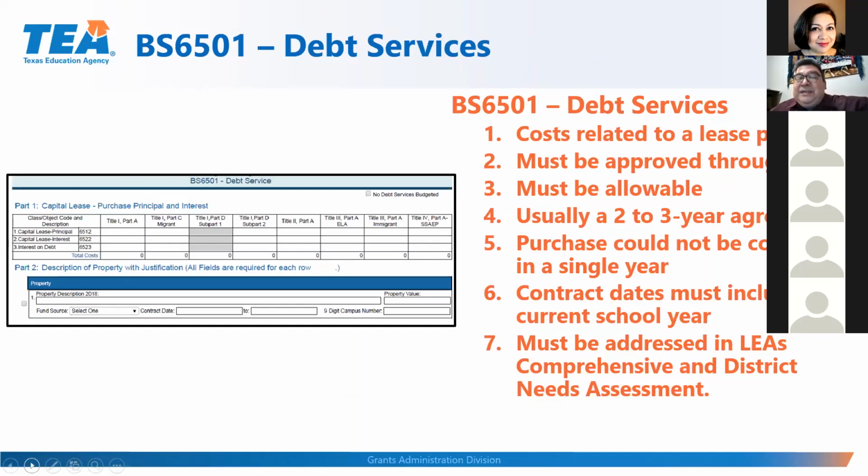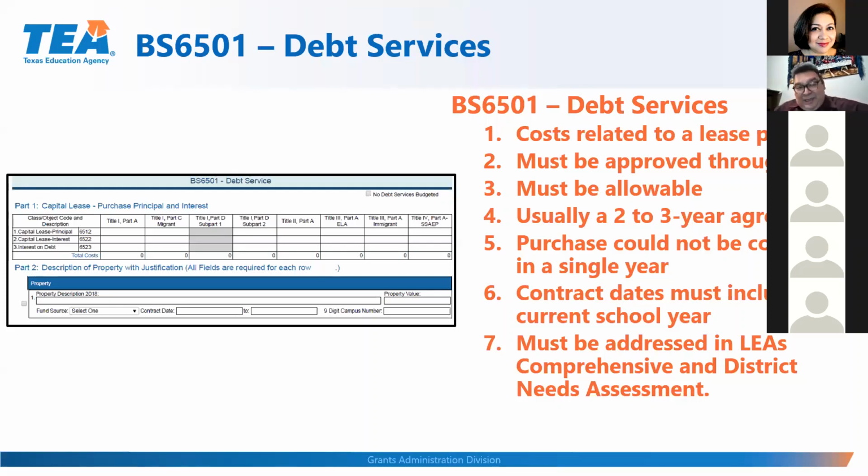And 6501 is debt services. This one is one that's used very rarely. It's when you have items, a lease purchase that you can't pay in one full year. If it's a purchase that could be done in a single year, it's best to budget it as a direct purchase. But if it's an item that you cannot completely pay in 1 year, and you've done this lease purchase, it's usually at least a 2 to 3 year period. You would tell us in which funding source you budgeted, and if it's for lease principal, for interest, or interest on debt.